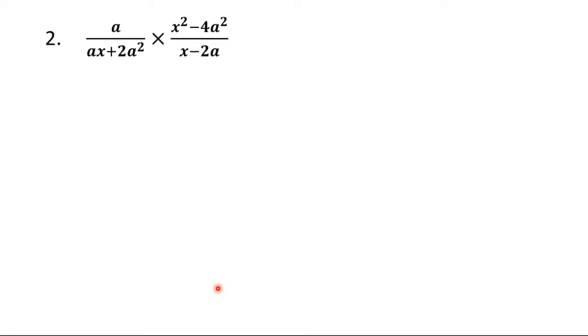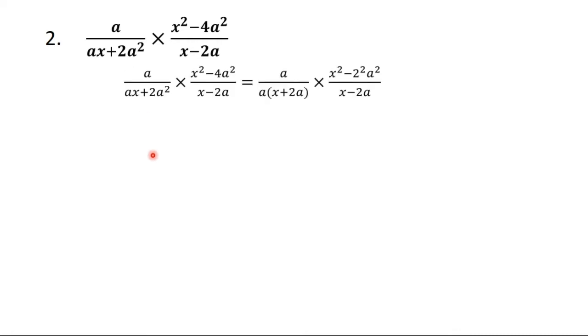Now whenever you have something like this, we have a over x plus 2a squared times x squared minus 4a squared all over x minus 2a. As we did in the previous example, what you have to look for are common factors so that you can cancel out. Now whenever you have something like this, what should come to your mind is that you have to factorize something out so that you can cancel. So you begin by factorizing out.